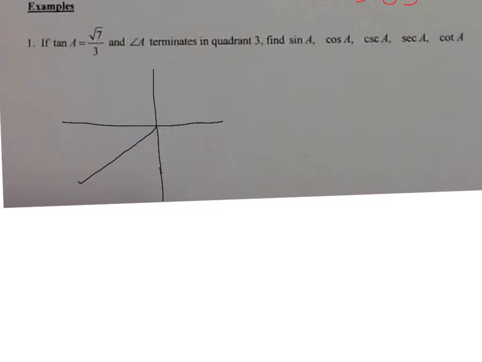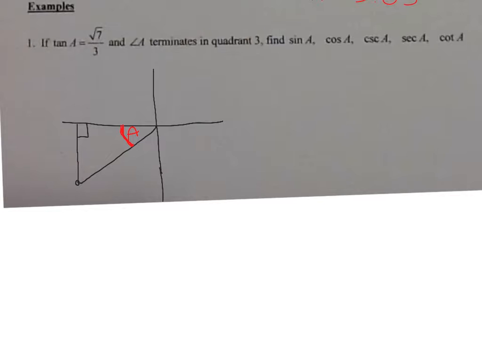From this terminal side, I'm going to draw a line to my x-axis and create a right triangle. See, this right triangle makes this reference angle. I call it a reference triangle, a reference right triangle. So this is going to be your angle A.